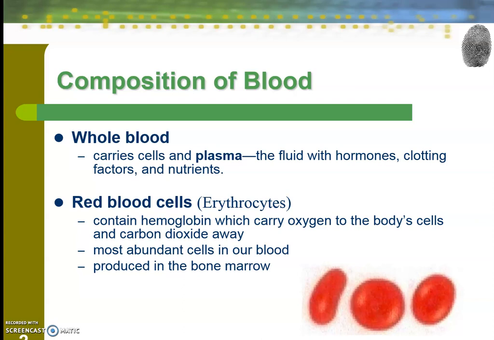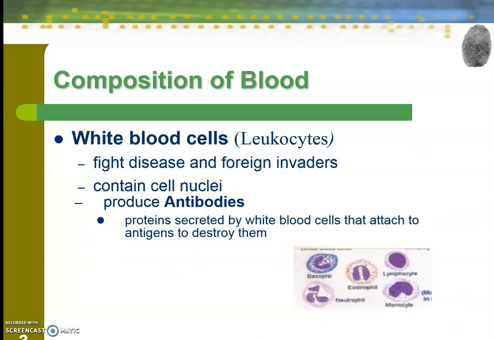And then we have red blood cells. The scientific name for red blood cells is the erythrocyte. They contain hemoglobin. Hemoglobin is a protein that carries oxygen to the body's cells, and it also carries carbon dioxide away. The bright red color that you see in some blood is because that blood is full of hemoglobin. It's full of oxygen. When you see blood that's more on the darker side, the darker blue or darker purple kind of color, that is blood that is full of carbon dioxide. So red blood cells are the most abundant cells in our body, and they are produced in our bone marrow.